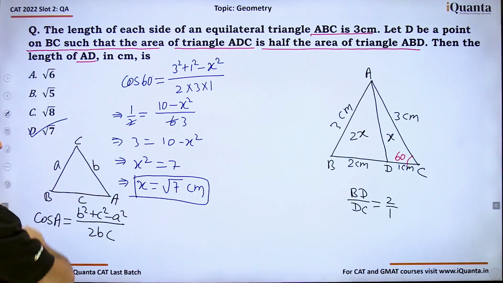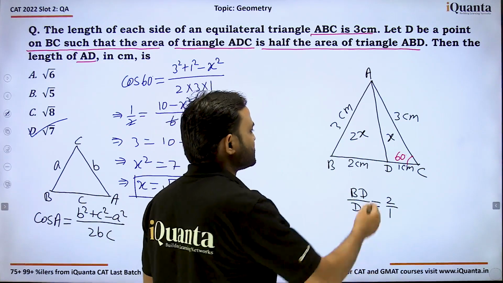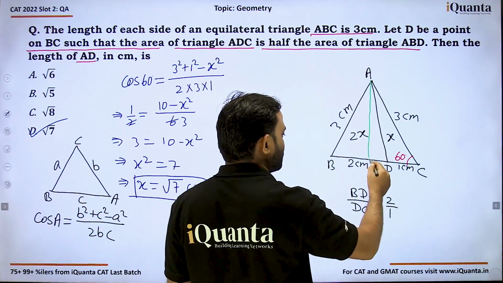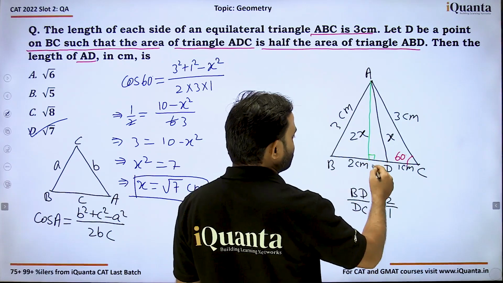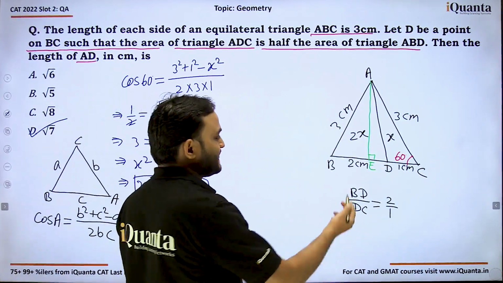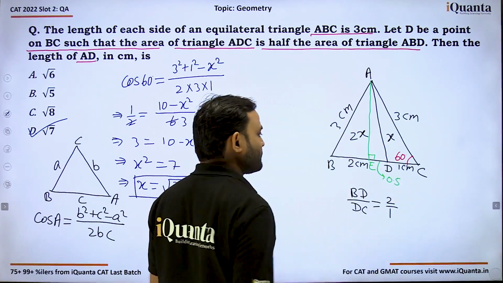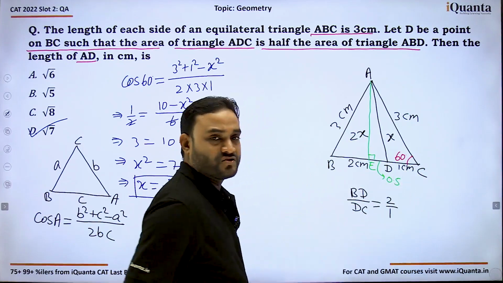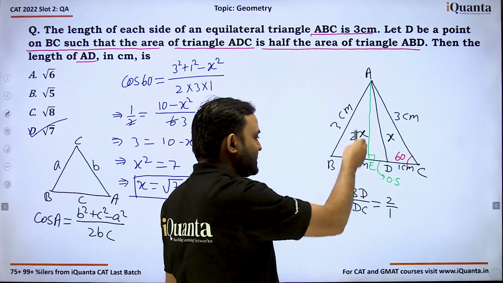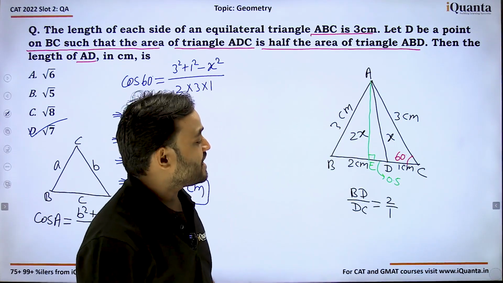But apart from that, if you don't know the cosine rule, you can also solve it using some construction. Like if I draw a perpendicular from A to BC, say this point is E. In that case, ED will become 0.5. Why 0.5? BC is 3 centimeter. In that case, E will be the midpoint because of equilateral triangle. Median and altitude are same line.